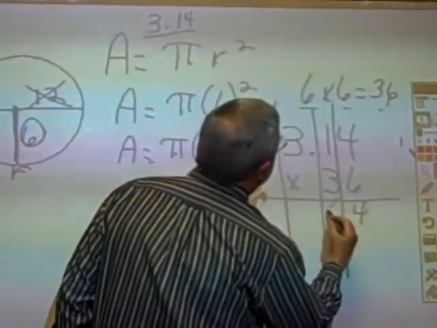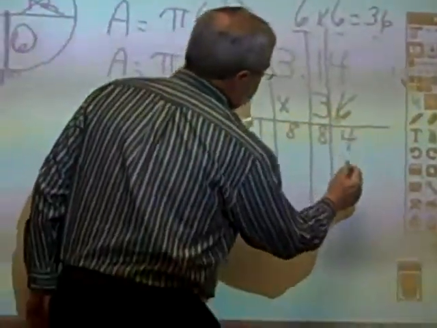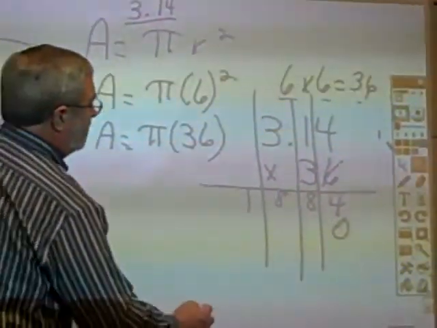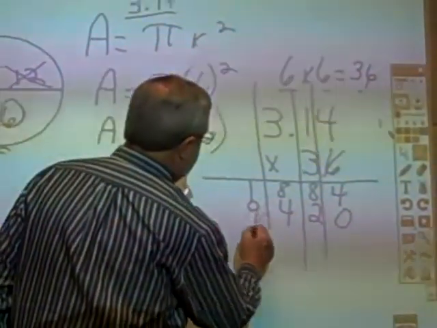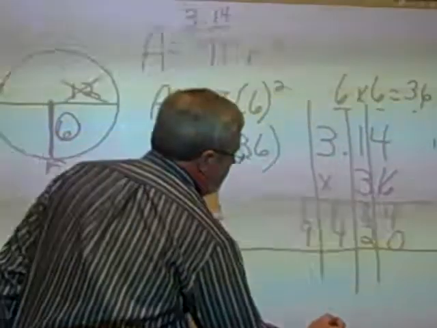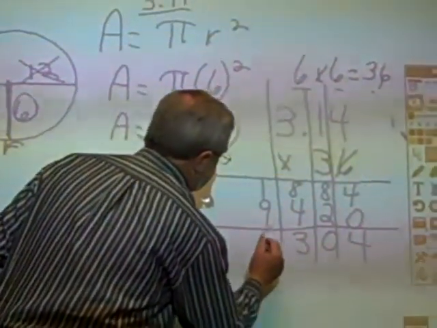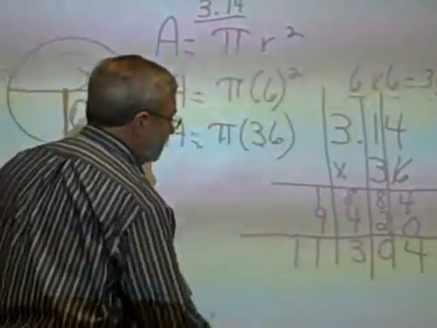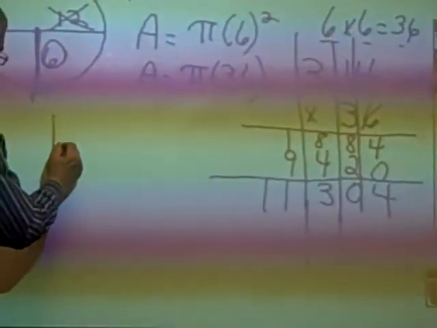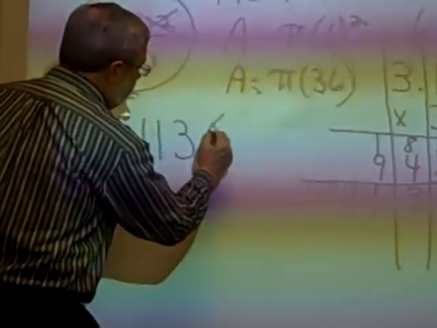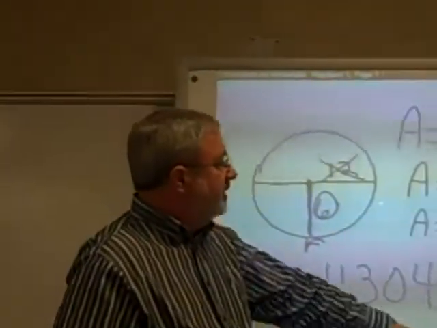4 plus 2 is 8, and we got 18. Offset that to the 0. That'll be 12, and 4, and 9. So I extend that on down here. I've got an answer, let's rewrite it over here, of 11,304.